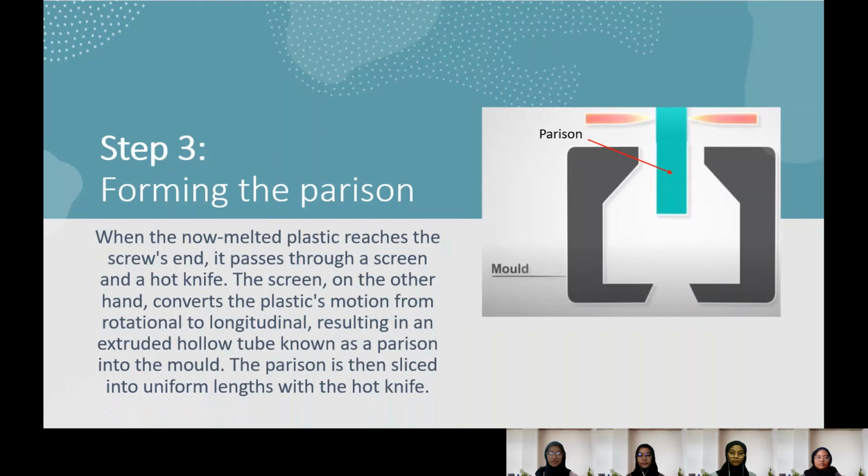The next step is forming the parison. When the now melted plastic reaches the screw's end, it passes through a screen and a hot knife. The screen converts the plastic's motion from rotational to longitudinal, resulting in an extruded hollow tube known as a parison into the mold. The parison is then sliced into uniform lengths with a hot knife.